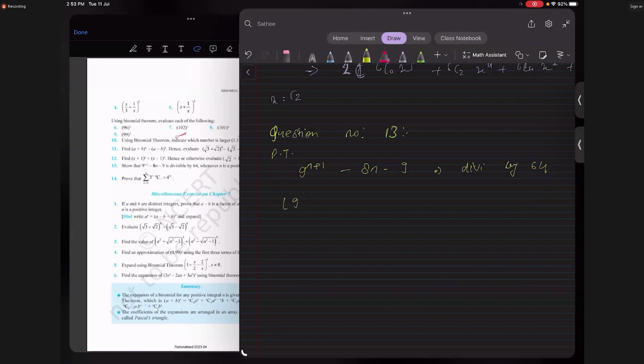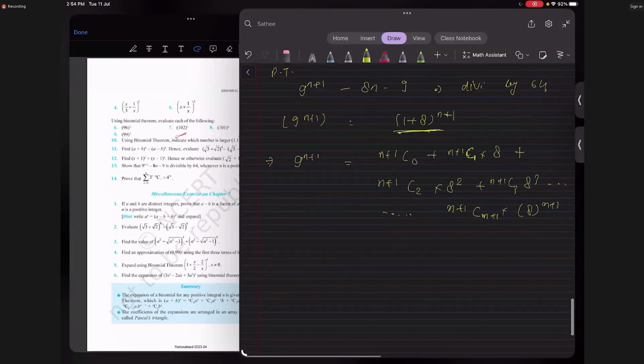If we see 9 to the power n plus 1, this would be (1 plus 8) to the power n plus 1. Now we can expand this. So 9 to the power n plus 1 equals n plus 1 c 0 plus n plus 1 c 1 into 8 plus n plus 1 c2 into 8 square plus n plus 1 c3 into 8 cube and so on, and the last term would be n plus 1 c n plus 1 into 8 to the power n plus 1. If you observe this expansion, this would be 1 plus (n plus 1) times 8 plus 64 times n plus 1 c2, and there would be more terms.